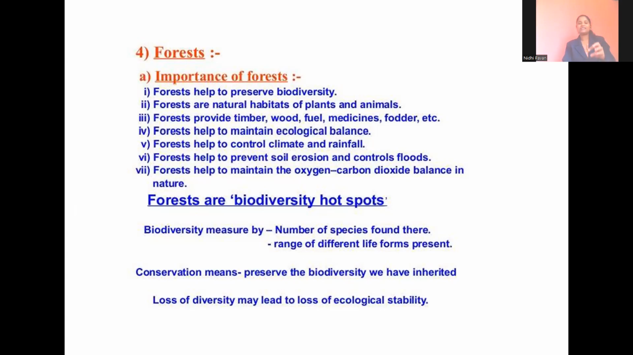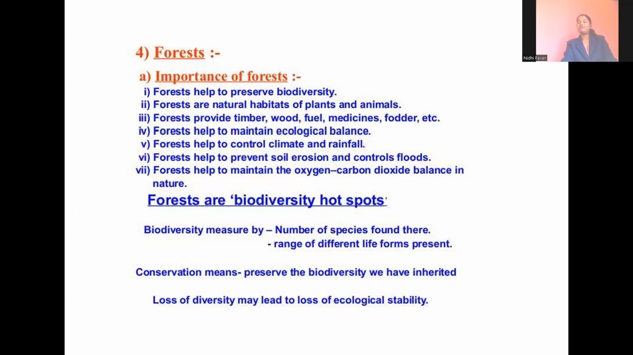Right. So we can say the forest is a biodiversity hotspot, which means it is rich in plants and animals. The number of species found there we cannot find everywhere. Next, conservation of forest is very negligible now.